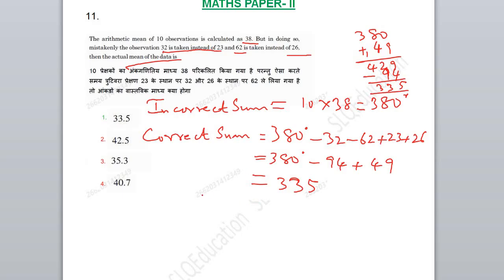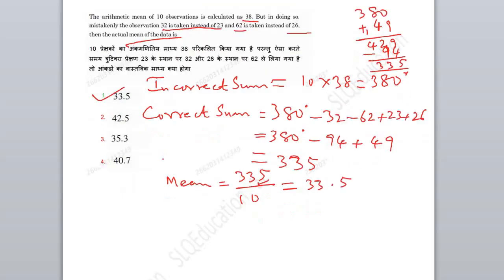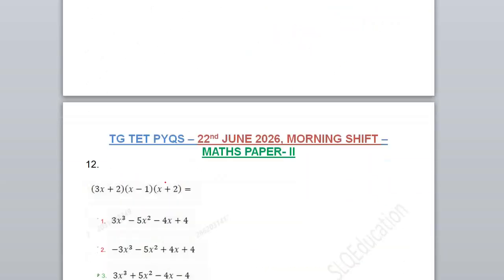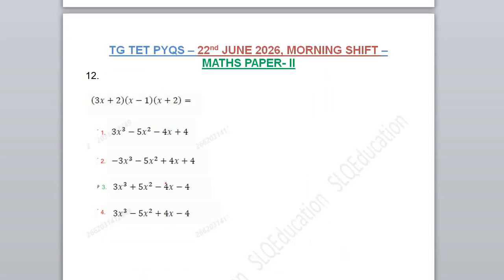So now the mean, the average, mean of 10 observations is 335 by 10. No need to do the division, simply put the decimal point: remove one zero, meaning one digit after the decimal point. 33.5 is the answer. 33 point 5, the first option, is the answer. Very simple question. For the examination, you can do it by practicing fast.